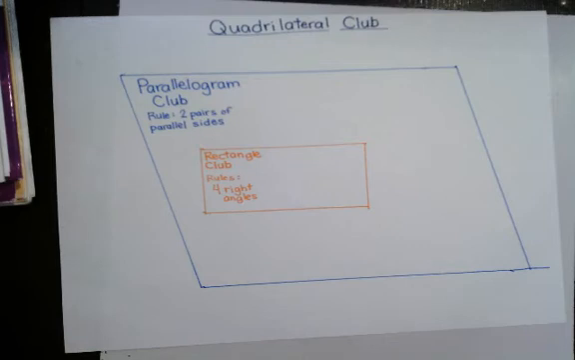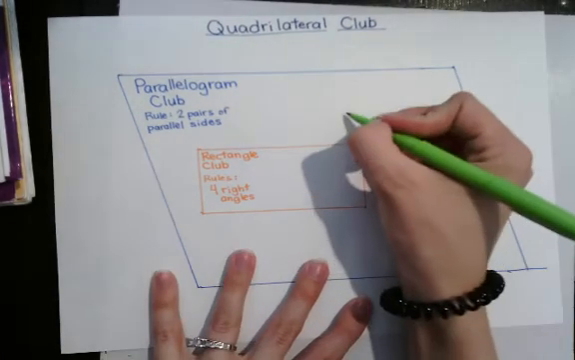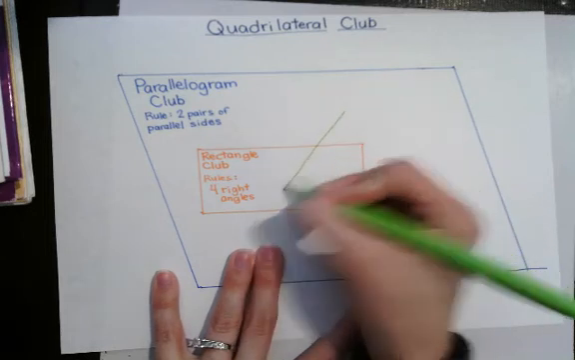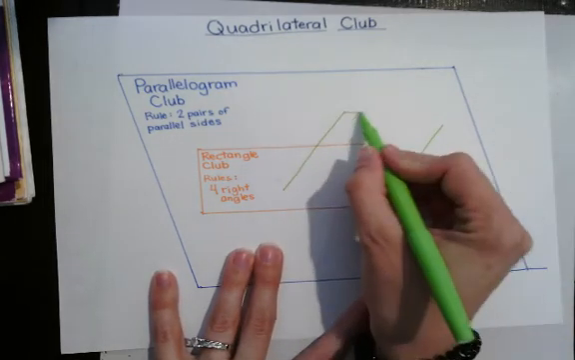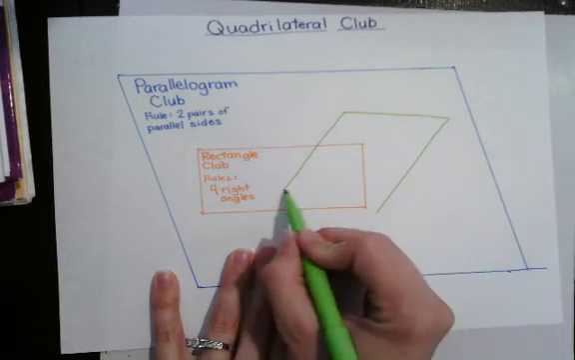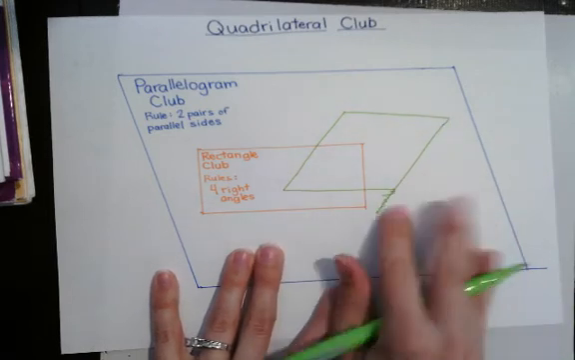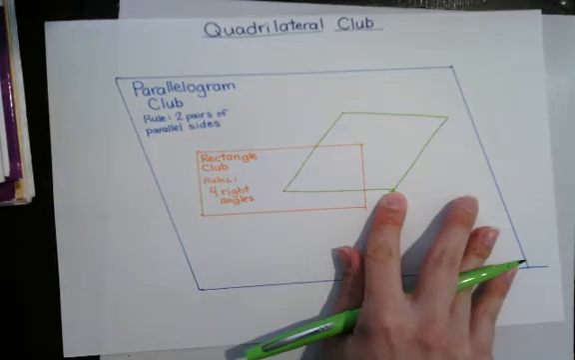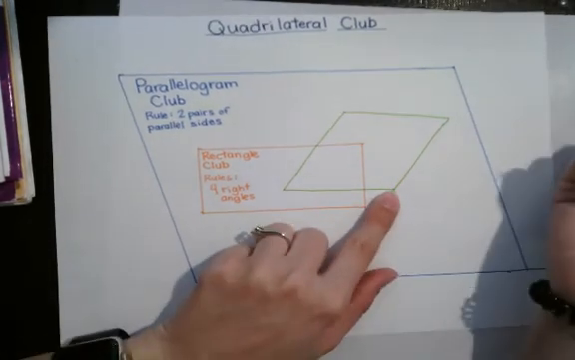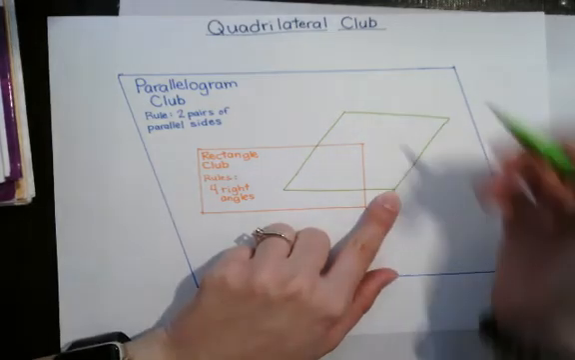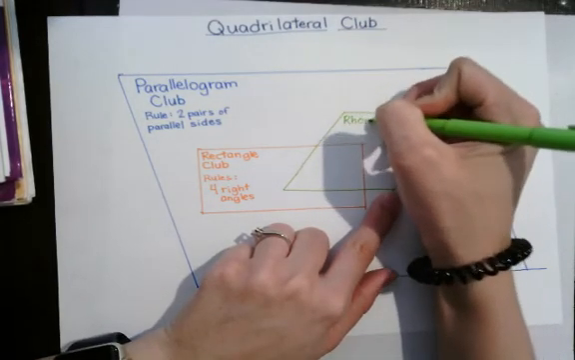Okay, there's another club, and it's the Rhombus Club. I'm going to freehand this one, but bear with me. Ignore that part right there. Okay, there's your rhombus. In the Rhombus Club, you have to have 2 pairs of parallel sides, but all the sides have to be equal. So all of these sides are the same, or congruent. So this is the Rhombus Club.